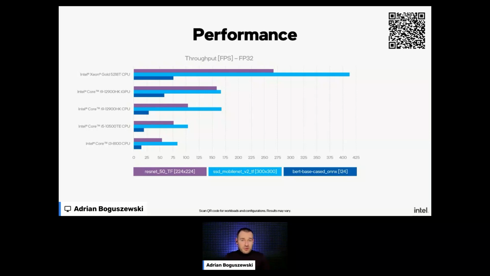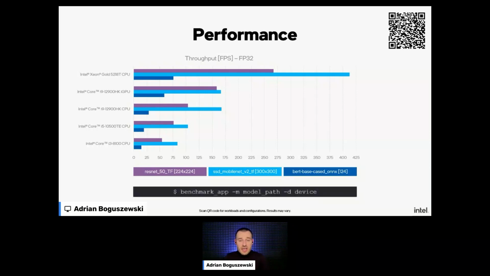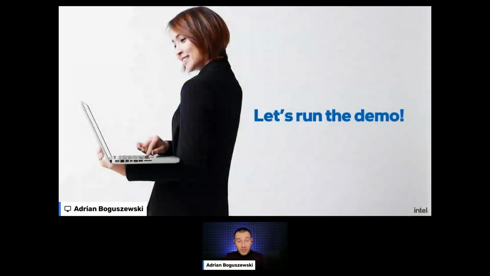If you would like to learn more about different hardware, about different models, please scan the QR code. There are many charts you can look at and see what performance we have against different Intel hardware. If you would like to benchmark your app, your model, you can use the benchmark app command line tool, which comes from the OpenVINO development package and provides some parameters like path to your model and the device you would like to benchmark. And that's all from the theoretical part.